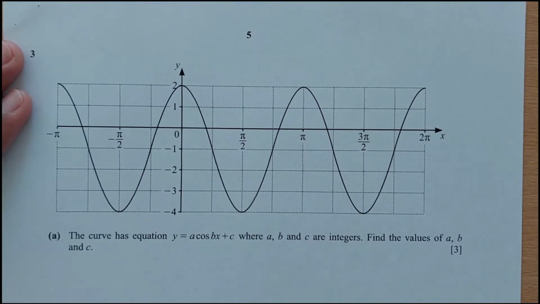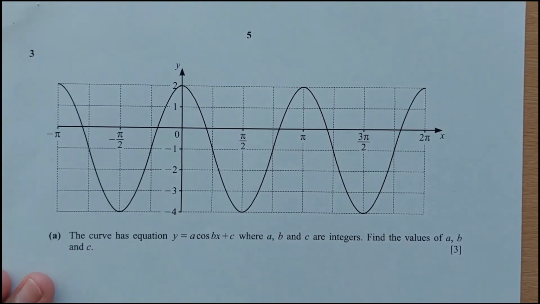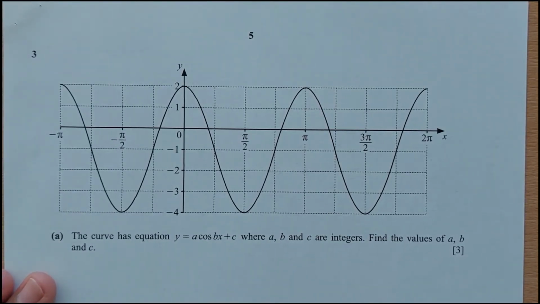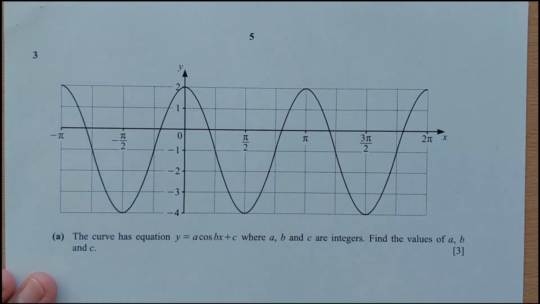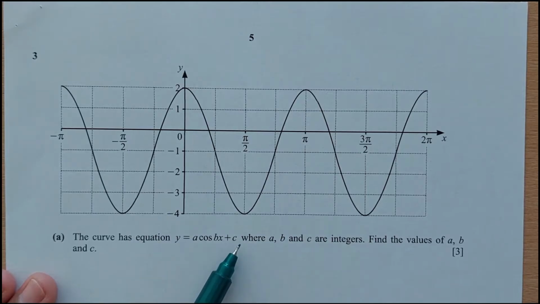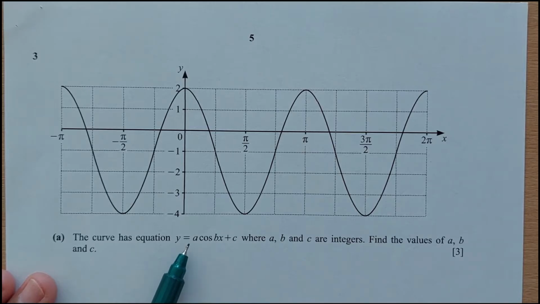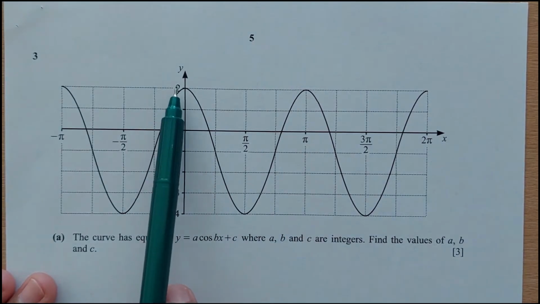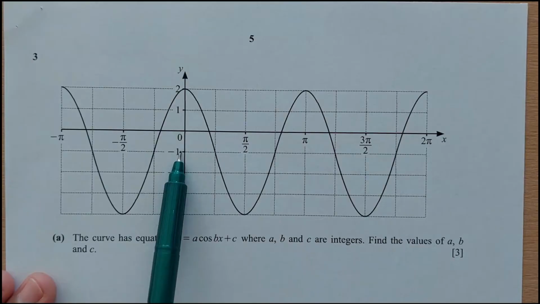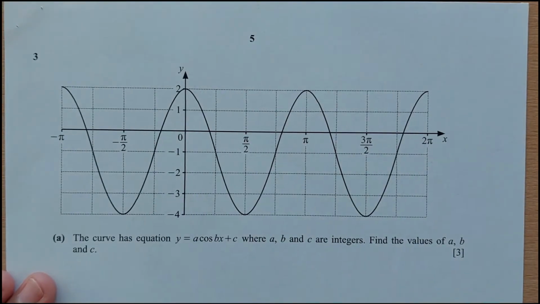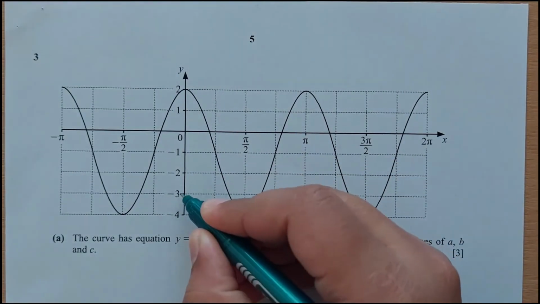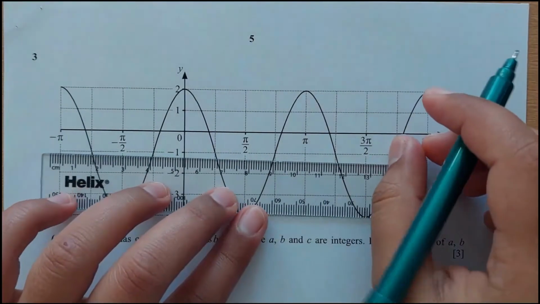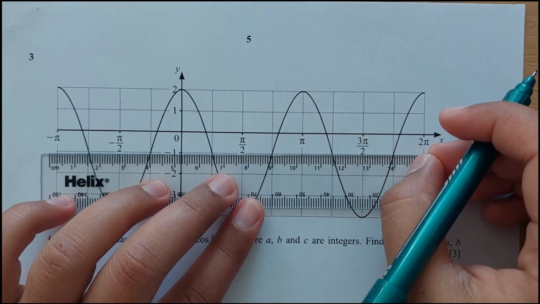Question number 3, in A part, the curve has equation y equals a cos bx plus c, where a, b, c are integers. Find the values of a, b, and c. Okay, so a is the amplitude, c is the equation of the axis, and b we will get with the help of the period, right? So first we need to find the equation of the axis. So 1, 2, 3, 4, 5, 6, and half of 6 is 3, right? So where is 3? 1, 2, 3. So this is the middle line.